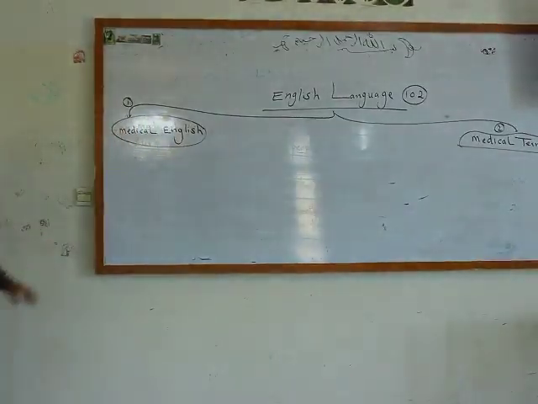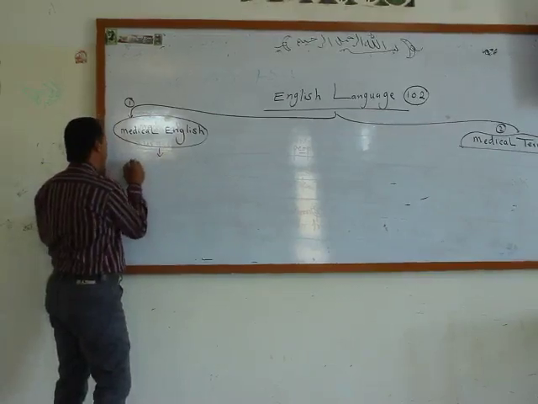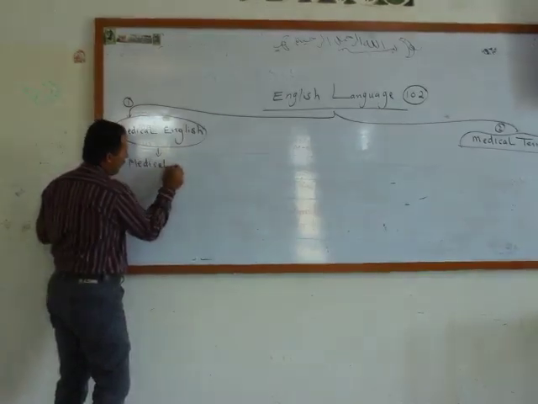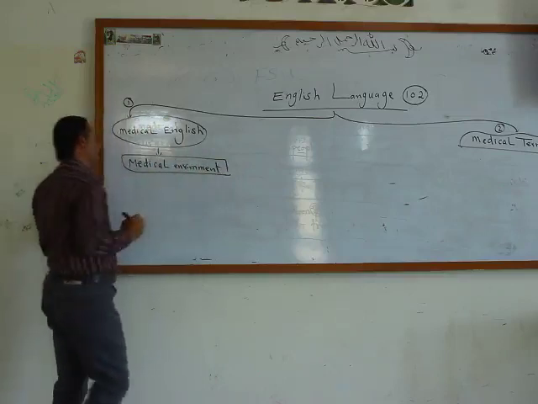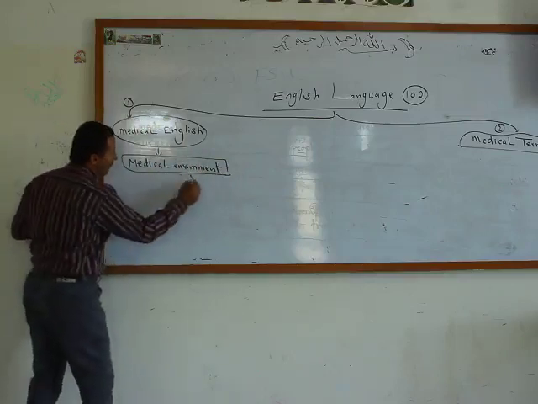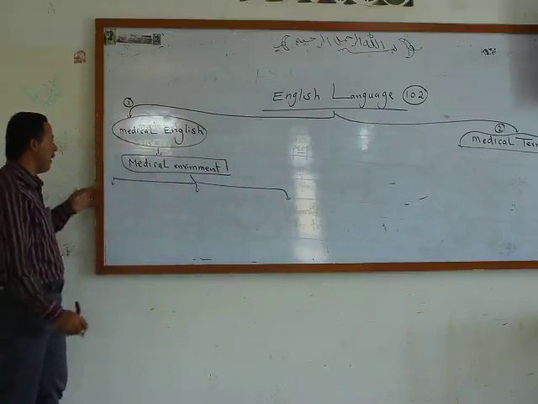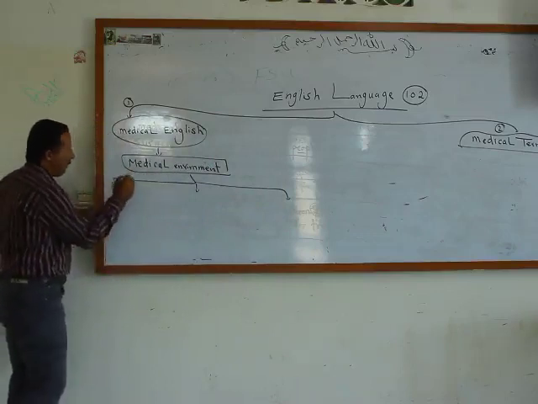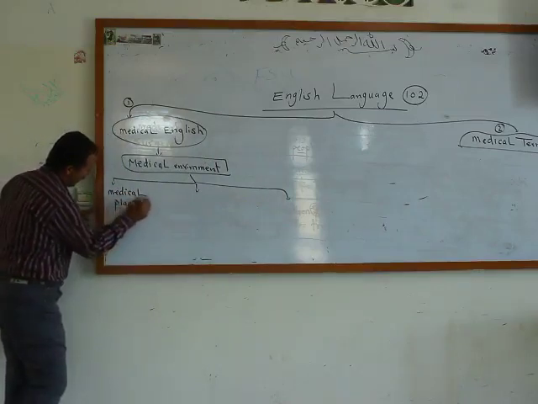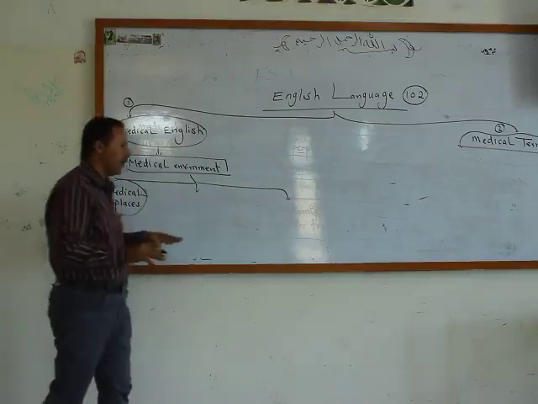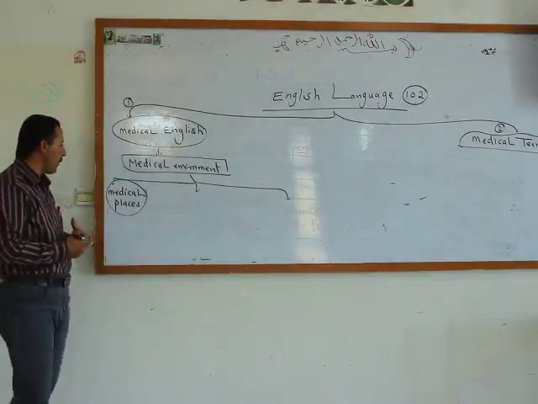Let us discuss the first one, medical English. In medical English, we'll start to discuss the medical and paramedical environment. Under medical environment, we'll study 3 points. First, medical places: places related to medical care, like hospital, dispensary, clinic, pharmacy, lab. All this we call medical places.